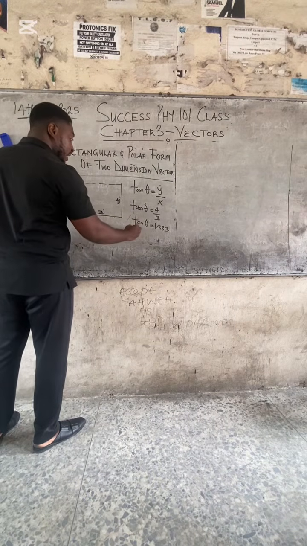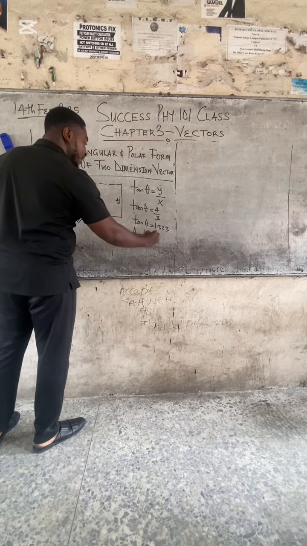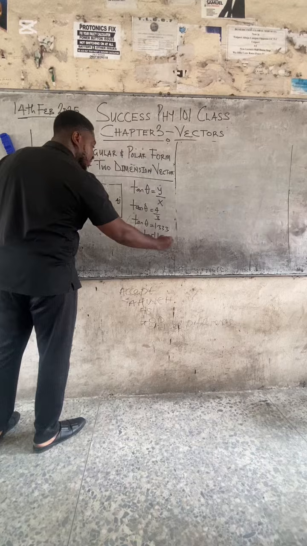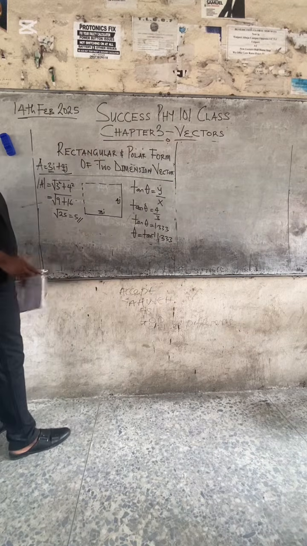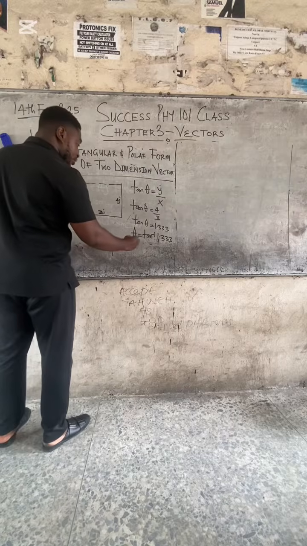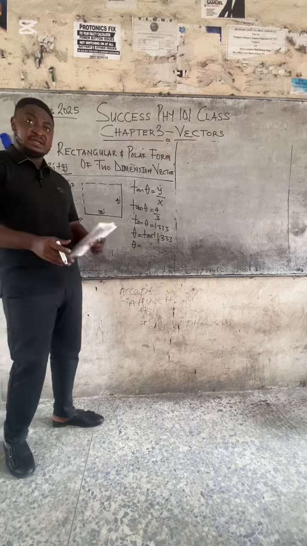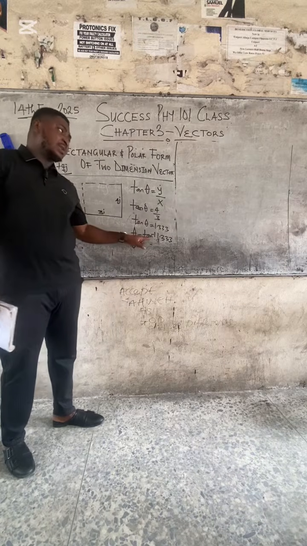Making theta the subject of the formula, tan will move to this side and become tan inverse, tan raised to power minus 1 of 1.333. Tan raised to power minus 1 of 1.333 will give you what? In your calculator, you press shift tan 1.333.